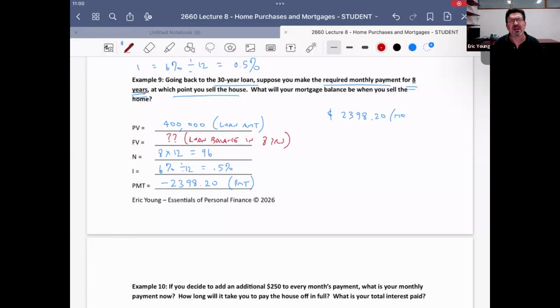Now, you would think this would be a really difficult question, but it's just a scavenger hunt. Again, we're going to stay in the house for 8 years, and then we're going to sell it. What will the mortgage balance be when we sell it? How much will we owe on the house in 8 years? That's a future value question. Let's plug in the numbers. Easy peasy. And let's figure this out.